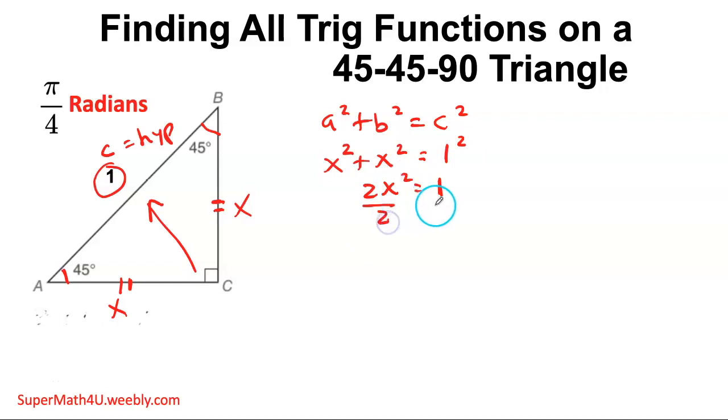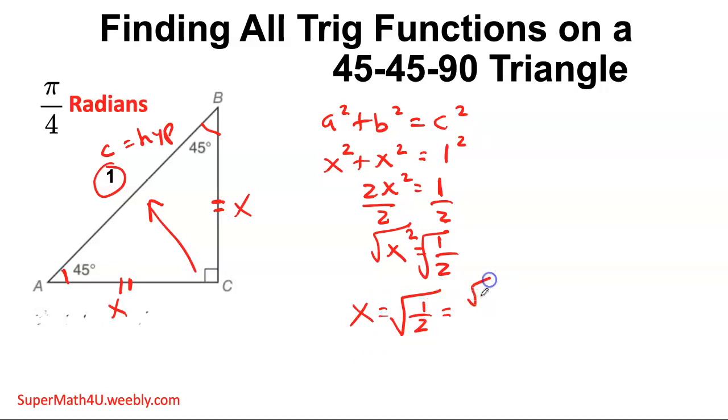Let's keep working. I need to leave the x by itself, so I divide by 2, divide by 2, and x squared equals 1 over 2. I need x, I don't need x squared, therefore I have to do square root on both sides. x equals square root of 1 over 2. Let's play around with this. I can break this radical into square root of 1 over square root of 2. The square root of 1 is the same as 1, so that's coming out of the radical, but this is not coming out of the radical.